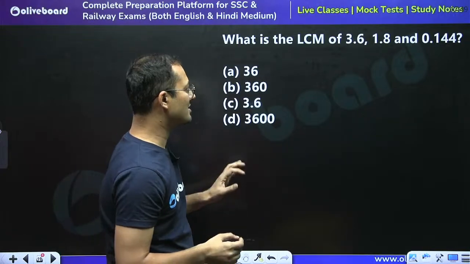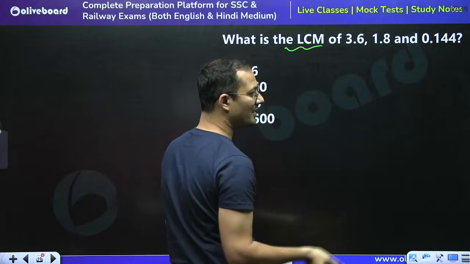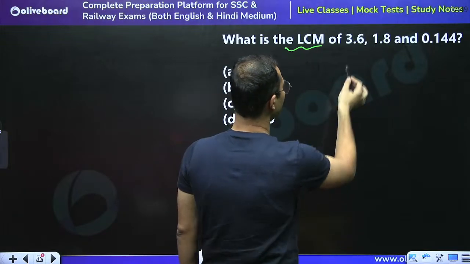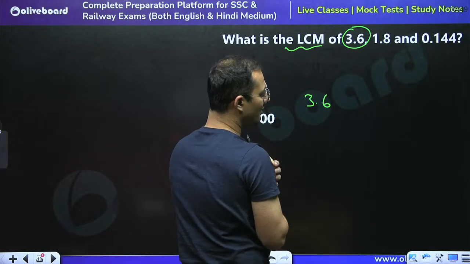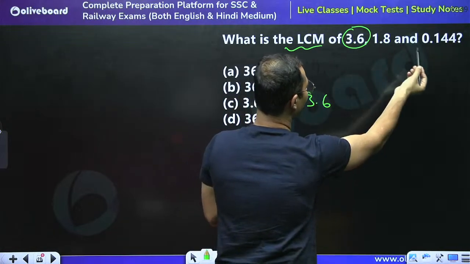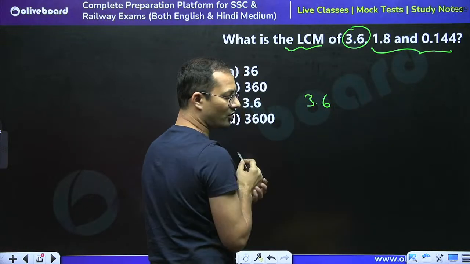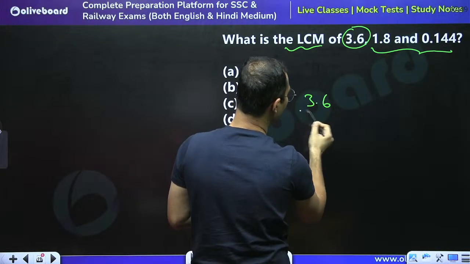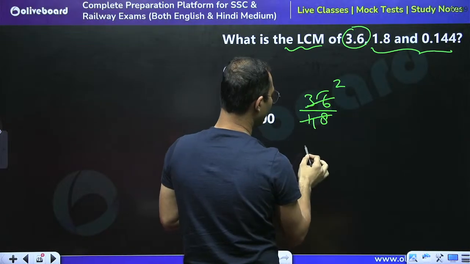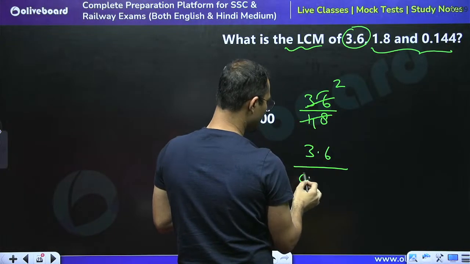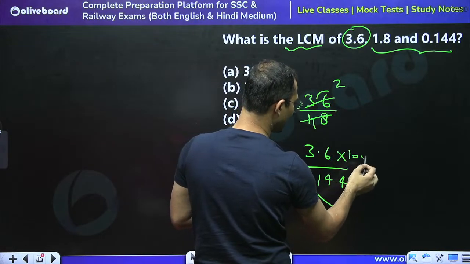So I tell you the simple concept for finding the LCM. Many times just focus on the highest number. See which one is the highest here? 3.6 is the highest number. Just check whether the remaining numbers completely divide it or not. If I divide 3.6 by 1.8, does it divide completely? Yes. If I divide 3.6 by 0.144, the point removes by 1000.